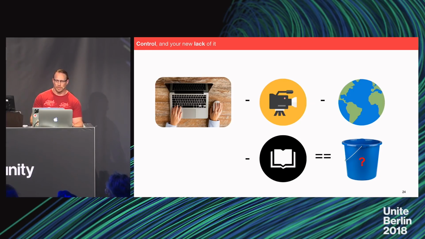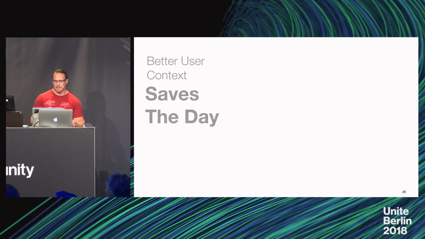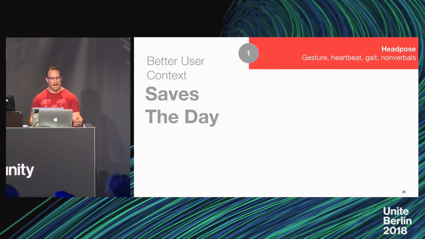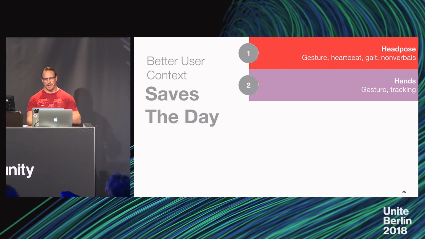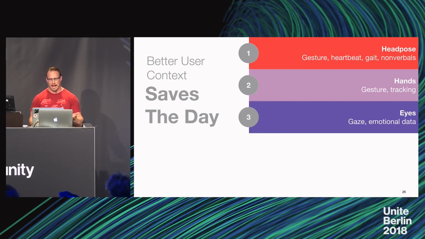And one of the things that we're going to do is tell you that a good device that has the right inputs gives you back a lot of your control simply by giving you user context that you've never had before. Head pose gives you a ton of information when you start mining it. You can get yeses and nos. You can tell if I'm walking and about how fast I'm walking. Hands have gestures as well as fully tracked hand poses, and eyes give me all kinds of data about where I'm looking, or even some emotional data if I'm squinching up my eyes or if I'm surprised.